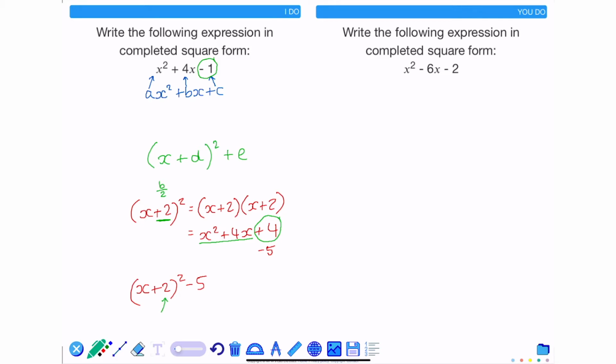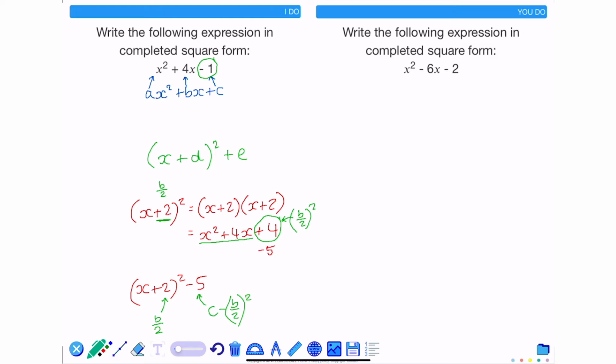the number inside the bracket can be found by looking at the original quadratic and halving the coefficient of x. The number outside the bracket is c, so I start with negative 1, and I want to take away the same value that I get when I expanded out x plus 2 all squared. Now to think where this came from, it was b divided by 2 all squared. So I want to take away b over 2 all squared.